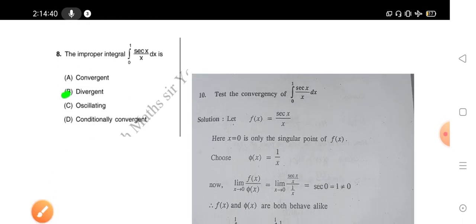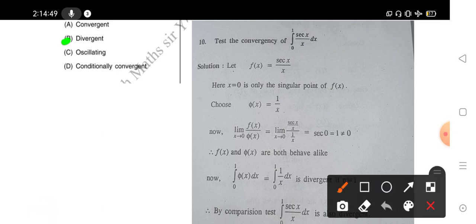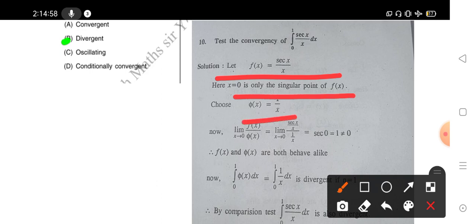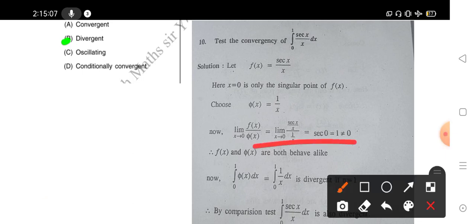Next question. The improper integral from 0 to 1 of sec x upon x dx. This is the solution. Here f(x) = sec x / x. Here x = 0 is the only singular point of f(x). Choose phi(x) = 1/x. The limit as x tends to 0 of f(x)/phi(x) = sec x / (1/x), that equals sec 0 = 1, which is non-zero.